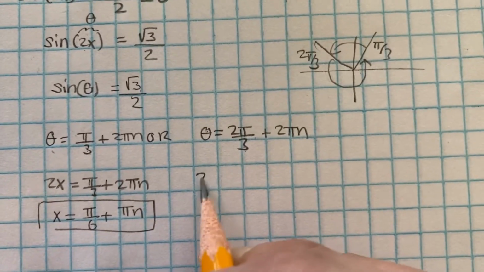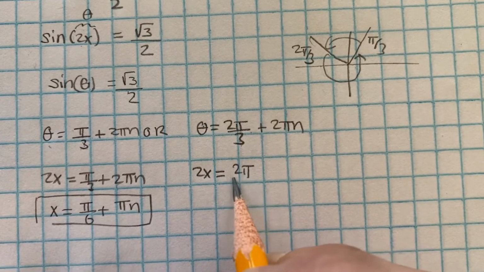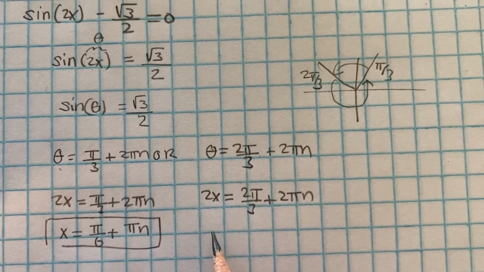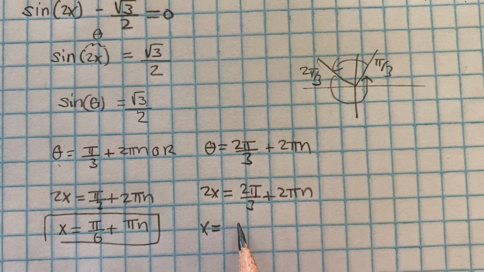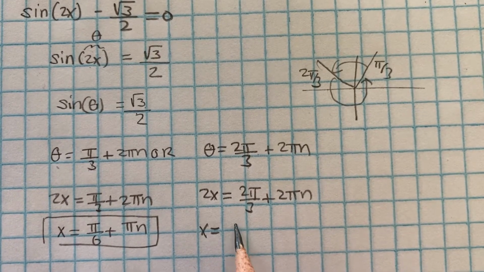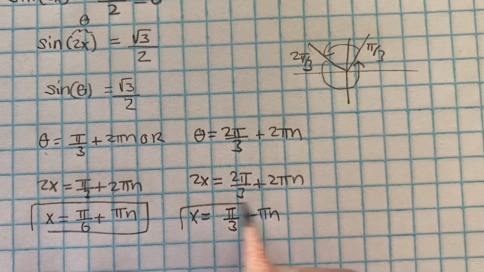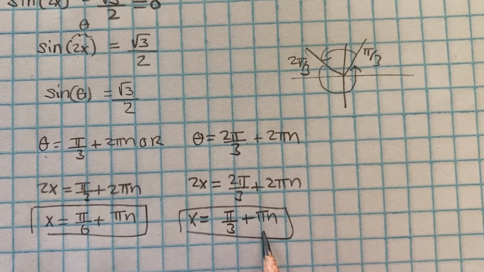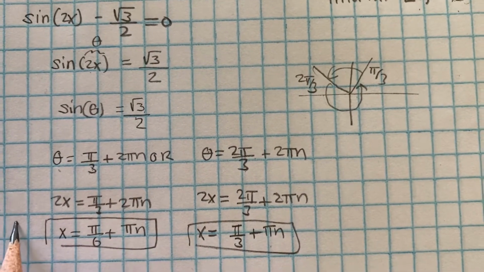And then over here, again, do a theta substitution where theta is 2x. Or I guess resubstitute your theta as 2x. And this solution will yield x is equal to pi over 3 plus pi n. Okay, so divide both sides by 2. These 2's are going to cancel out. This 2 is going to cancel out. You're going to have this as the general solution of this problem. Okay, so there's part 1.